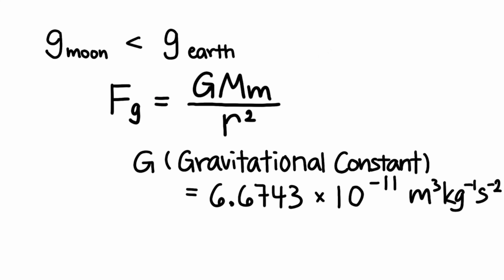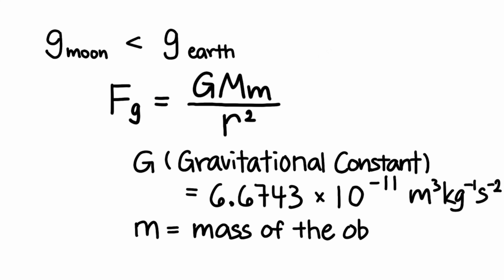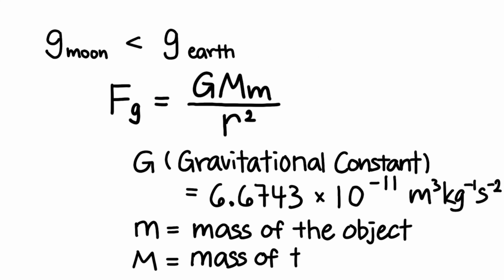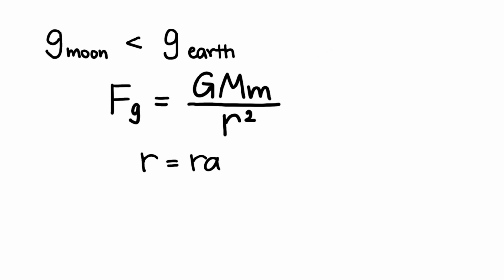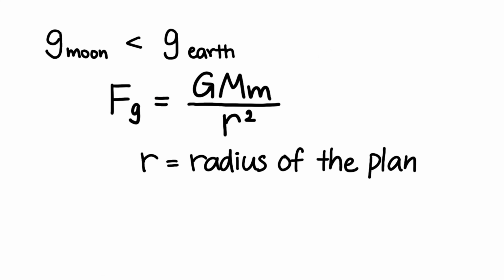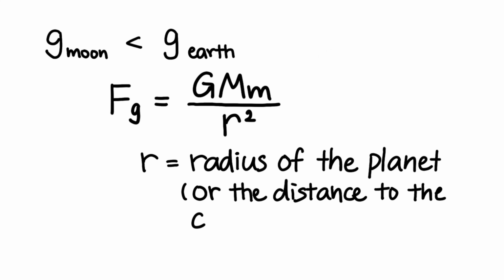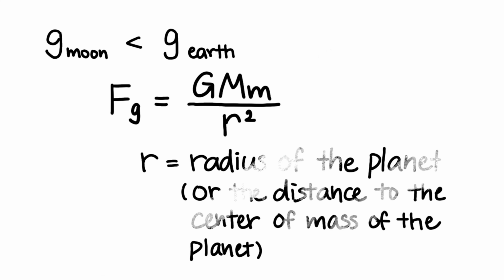Big G, or the gravitational constant, equals 6.743 times 10 to the negative 11. The small m stands for the mass of the object, and the big M stands for the mass of the planet, and they are all measured in kilograms. And r stands for the radius of the planet. By the way, we assume that all the measurements were done exactly on the surface of each planet.